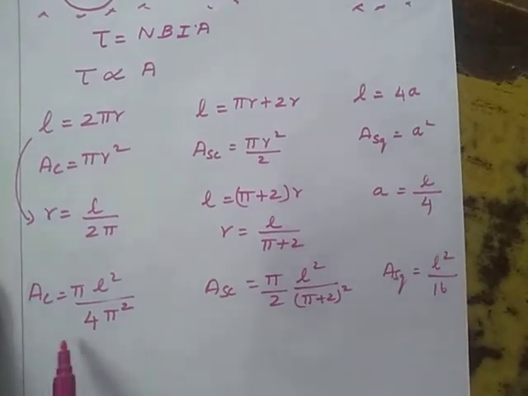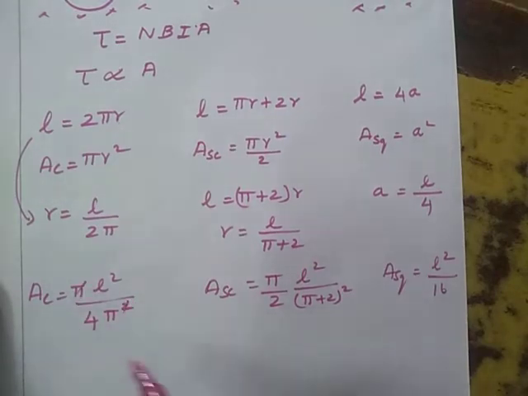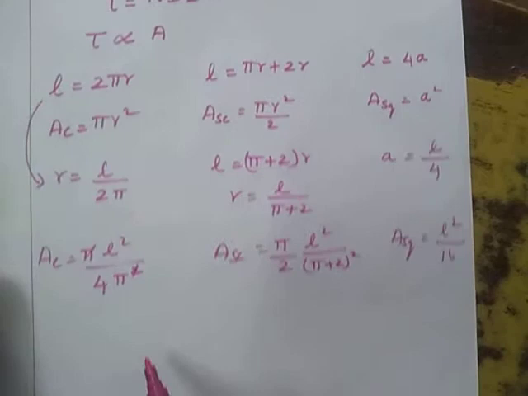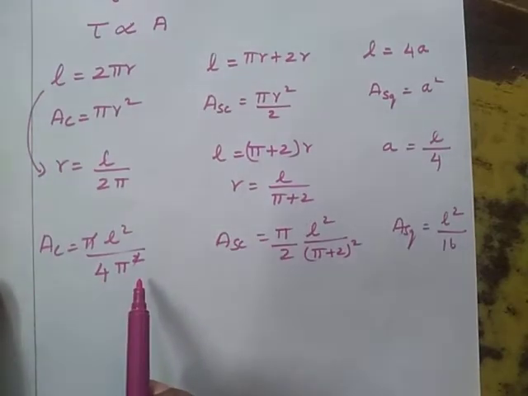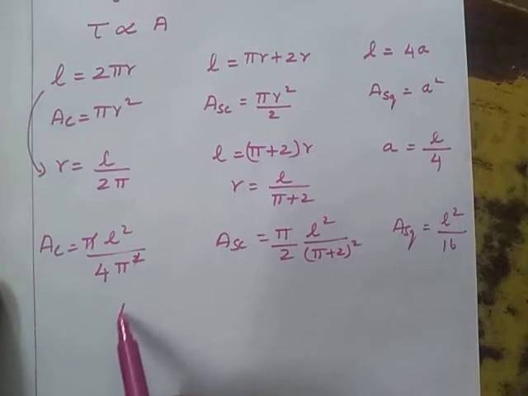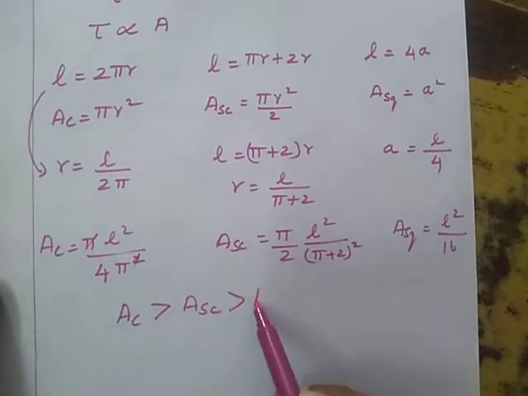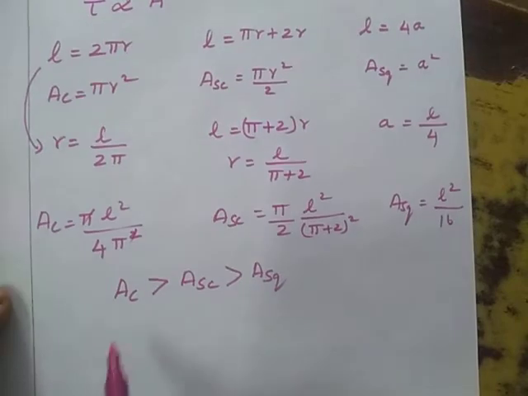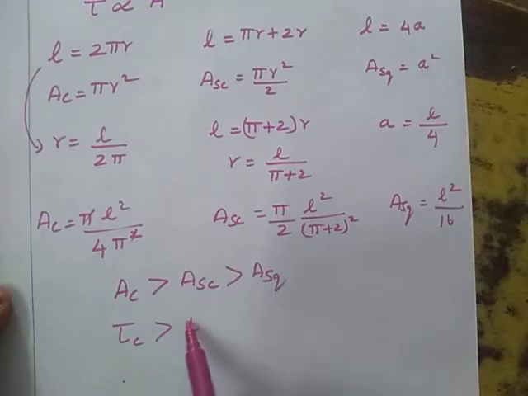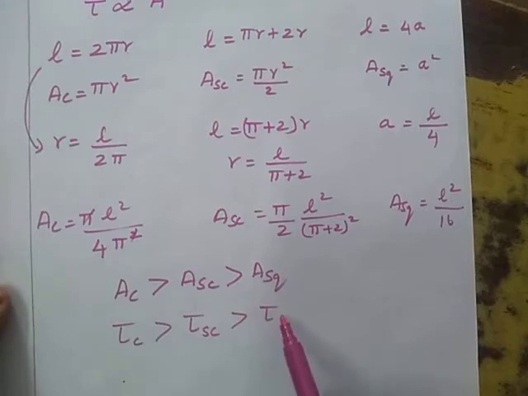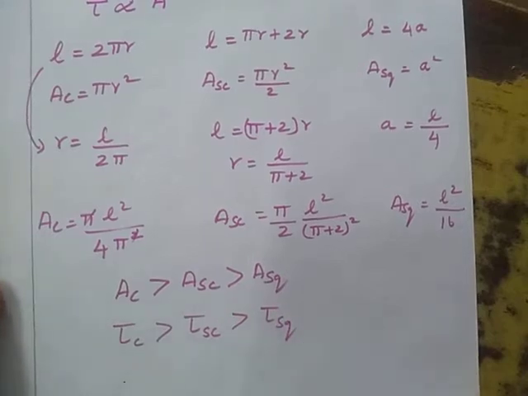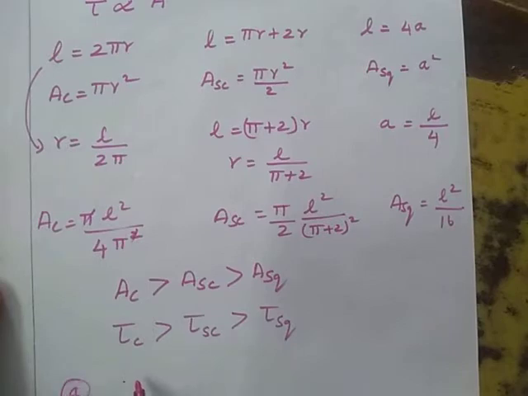We can easily cancel these, and there is no further cancellation. From this we conclude that the area of the circle is greater than the area of the semicircle, which is greater than the area of the square. Due to this reason, the torque experienced by the circle is greater than the torque experienced by the semicircle, which is greater than the torque experienced by the square. So the answer is A, the circle experiences greater torque.